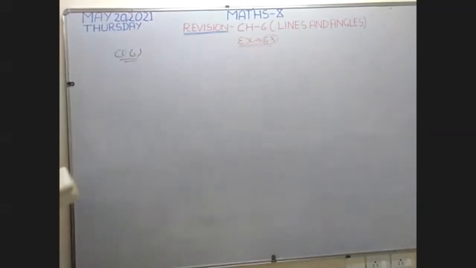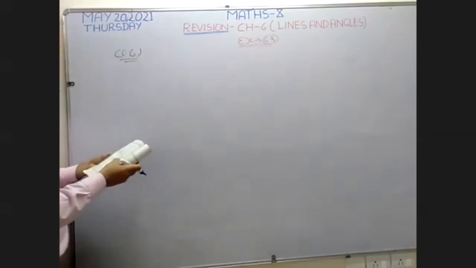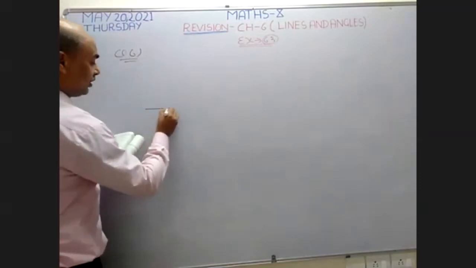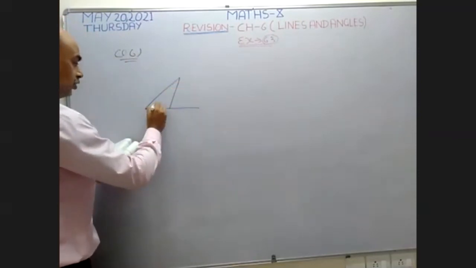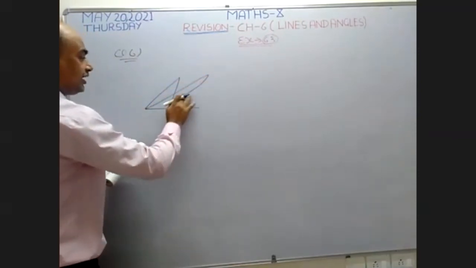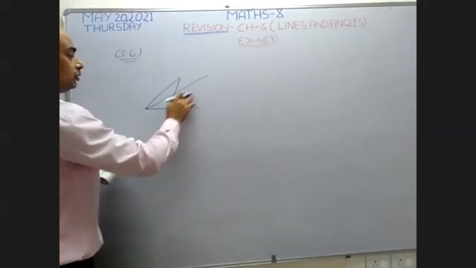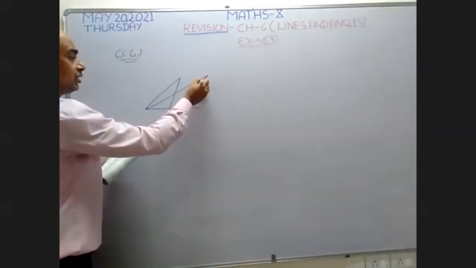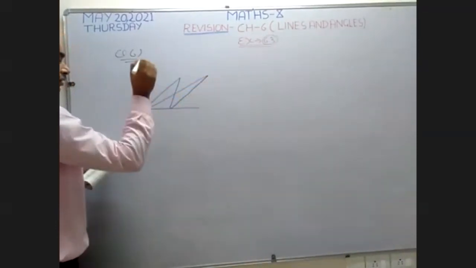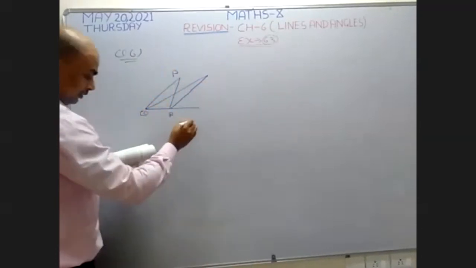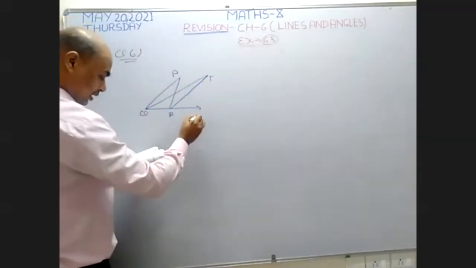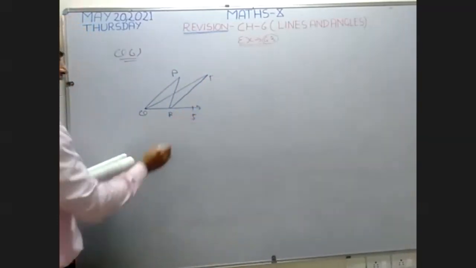I want to ask other students also. See what is given. One figure is given. I want to draw this figure first. Without a figure, check any geometrical problem. Okay, you have to draw a figure first. P, Q, R. This is P. And this is S.